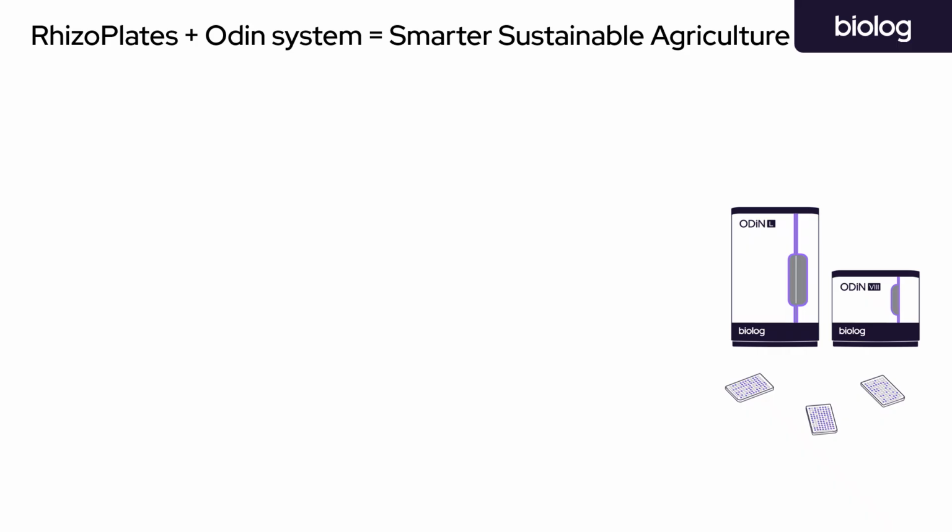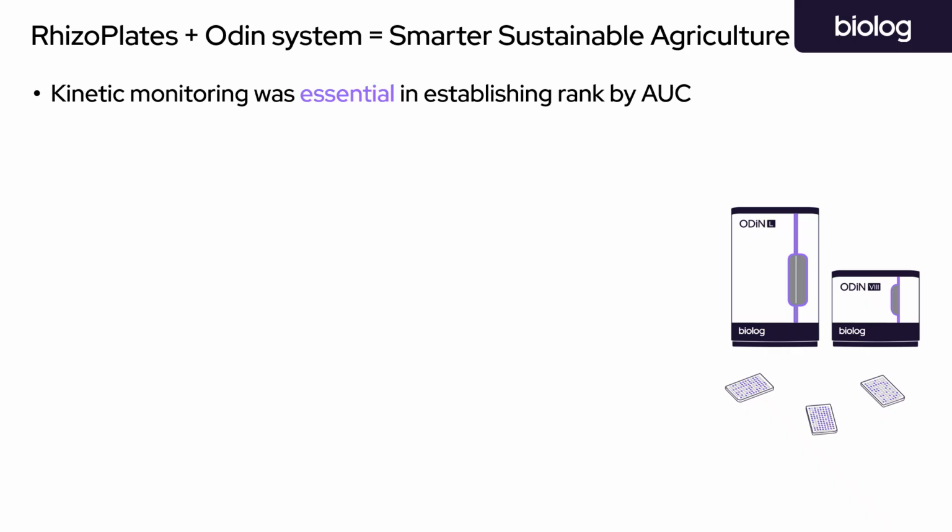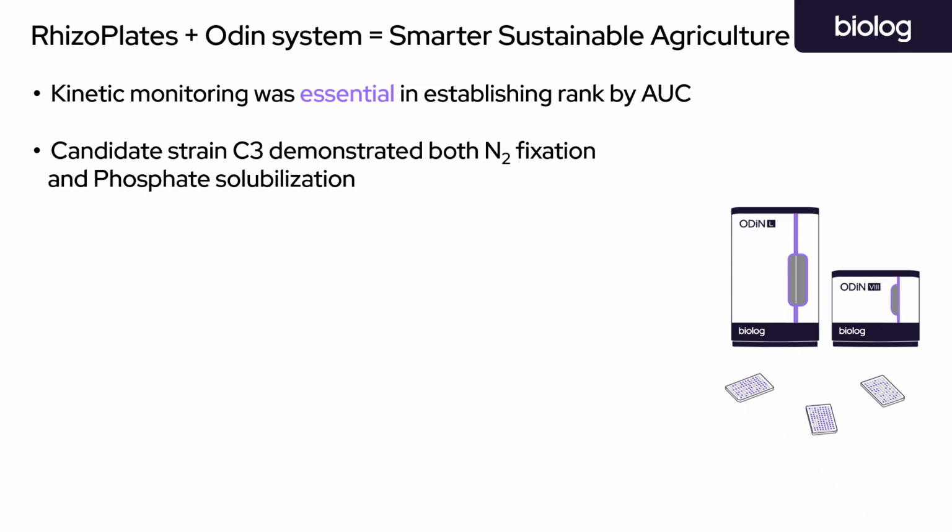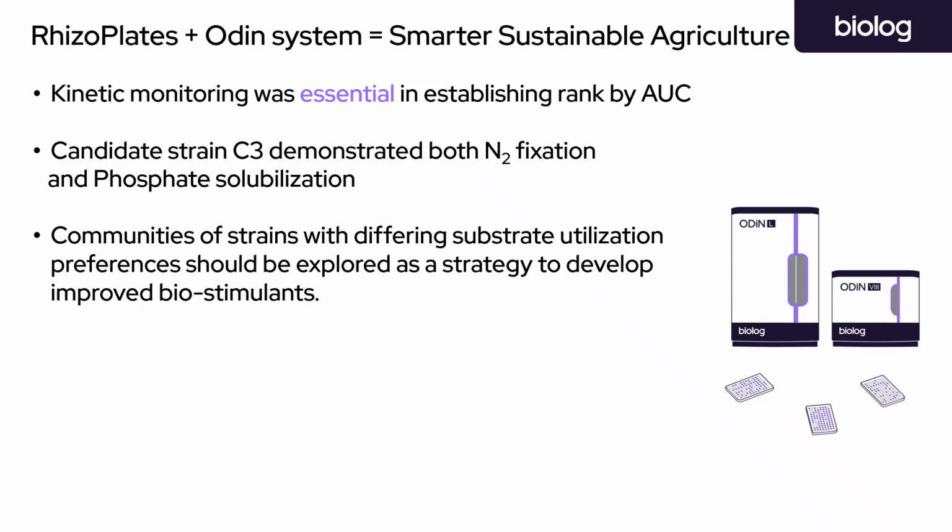Rhizoplates in Odin are a really great solution for replacing the acetylene reduction and PVK assays, which have some significant issues as we've discussed. As shown in the example, kinetic monitoring, not just endpoint reads, is really critical in determining a quantitative ranking of these candidates and controls. It was clear to see that with a combination of average well growth development plots and calculated area under the curves, the C3 candidate was the best of both worlds with nitrogen fixation and phosphate solubilization. This method can not only be applied to purified isolates, but also to communities by leveraging the wide array of carbon substrates available in the rhizoplates, meaning that you have more power to develop sustainable and improved biostimulants.